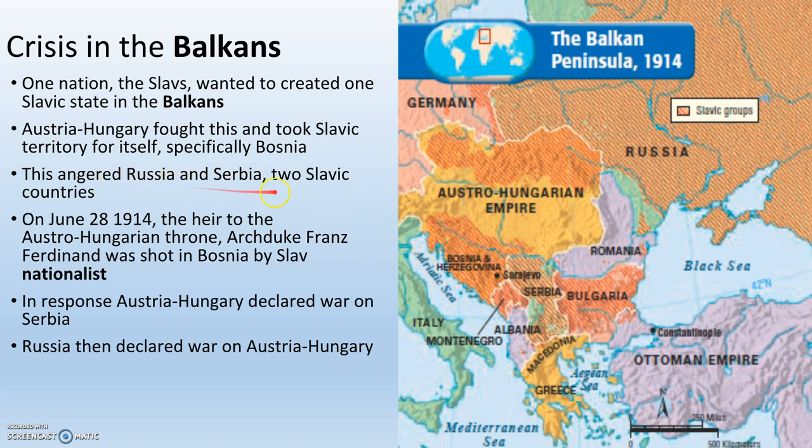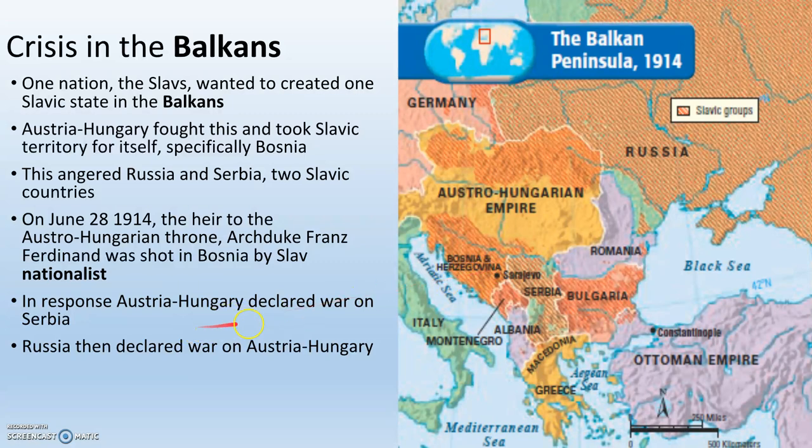Now this angers Russia and Serbia, two fellow Slavic countries. So on June 28, 1914, the heir to the Austro-Hungarian throne, a guy by the name of Archduke Franz Ferdinand, is shot in Bosnia by a Slav nationalist. So he's down here celebrating his, actually it was uncle's victory over Bosnia and the conquest of Bosnia, when a Slav nationalist comes and assassinates him.